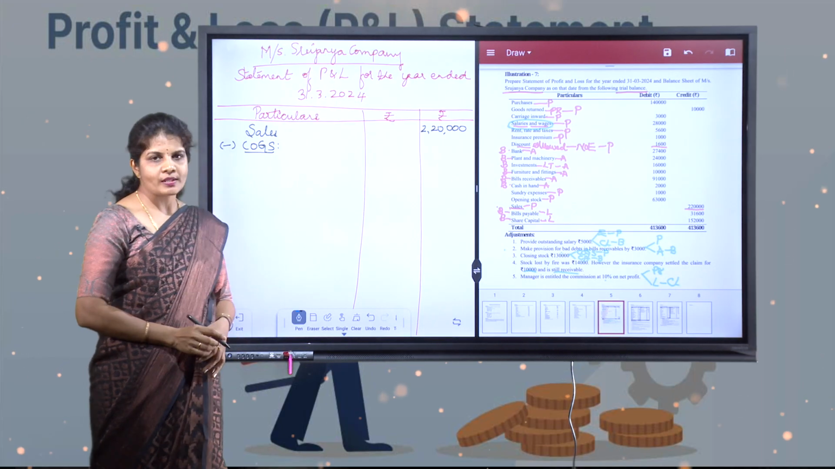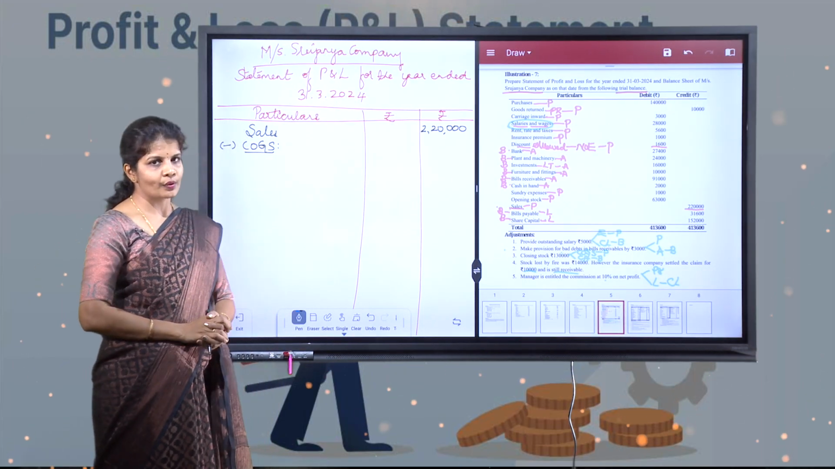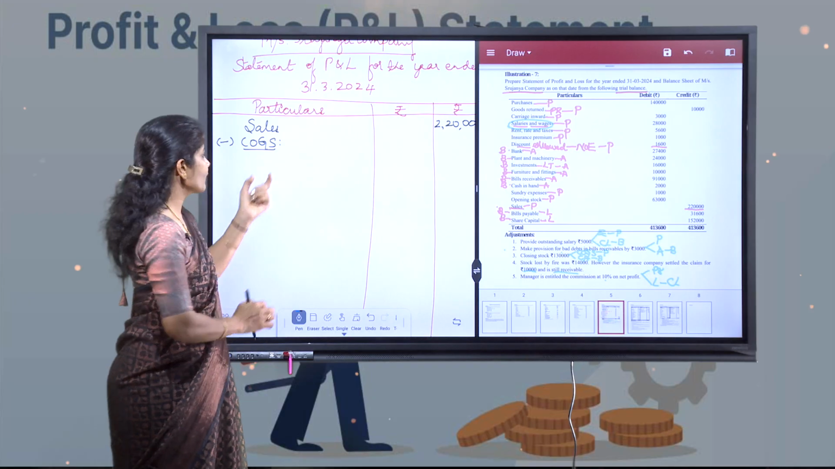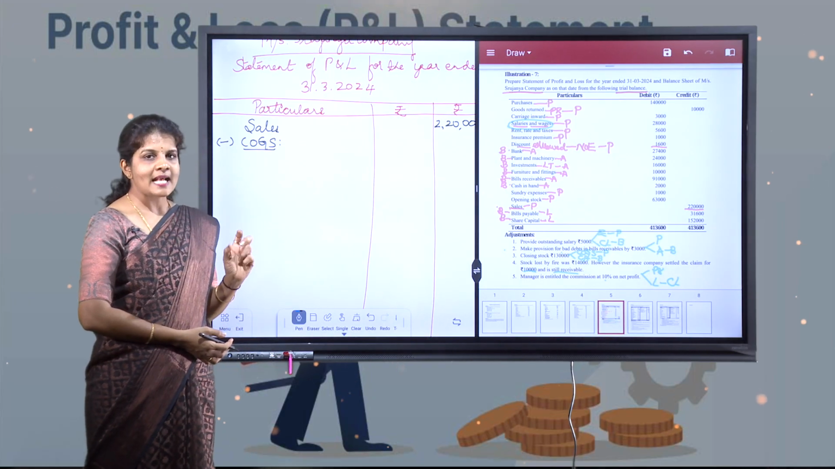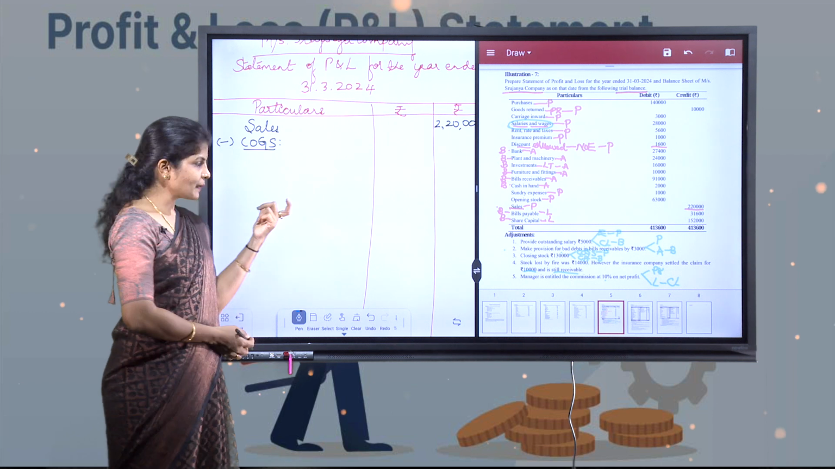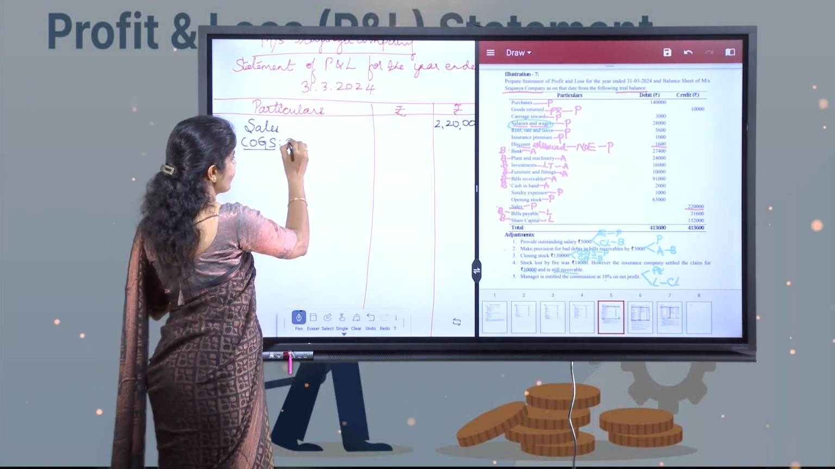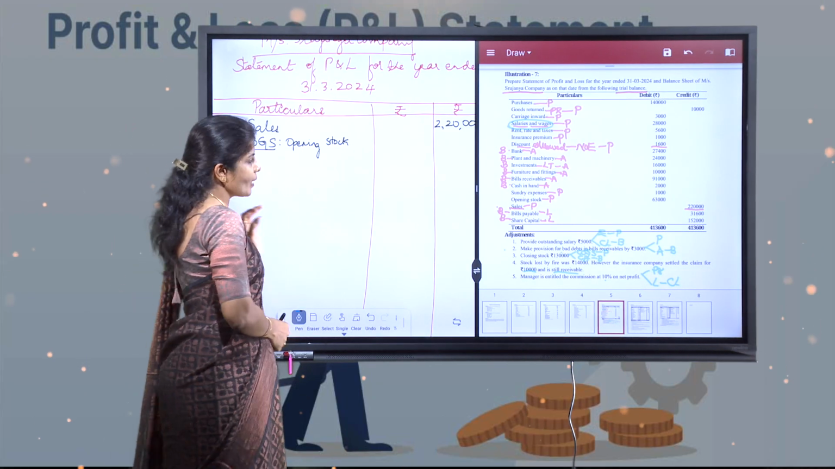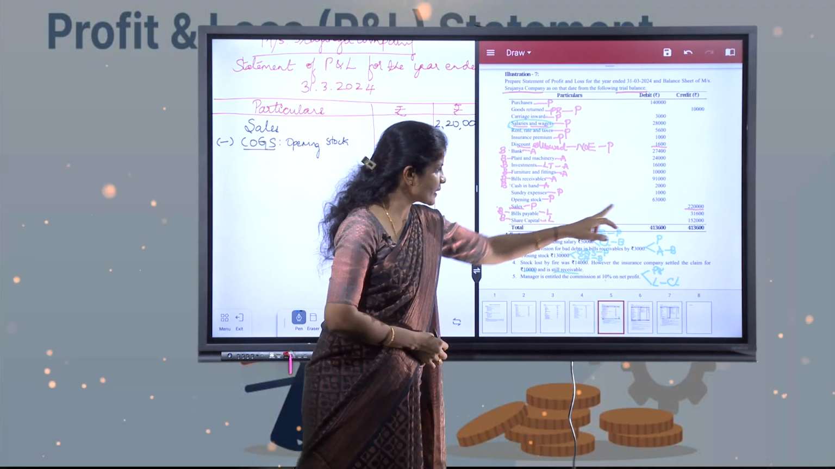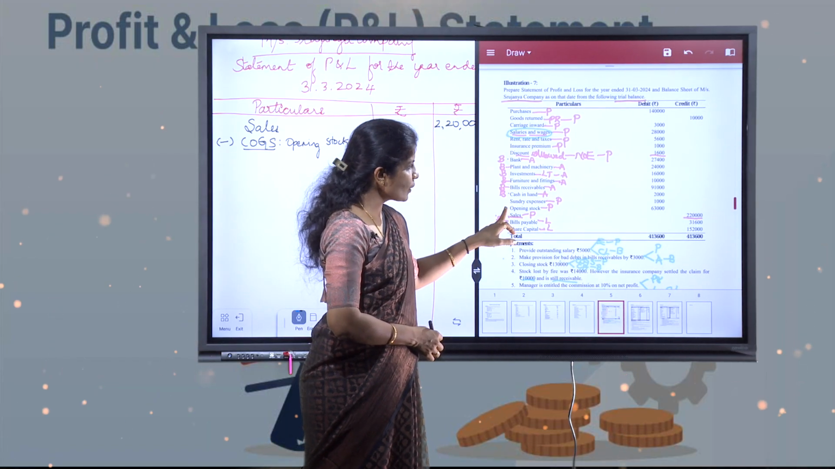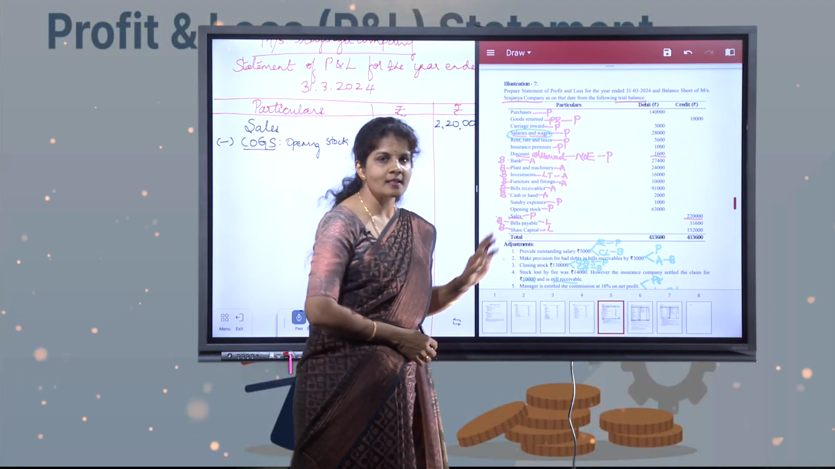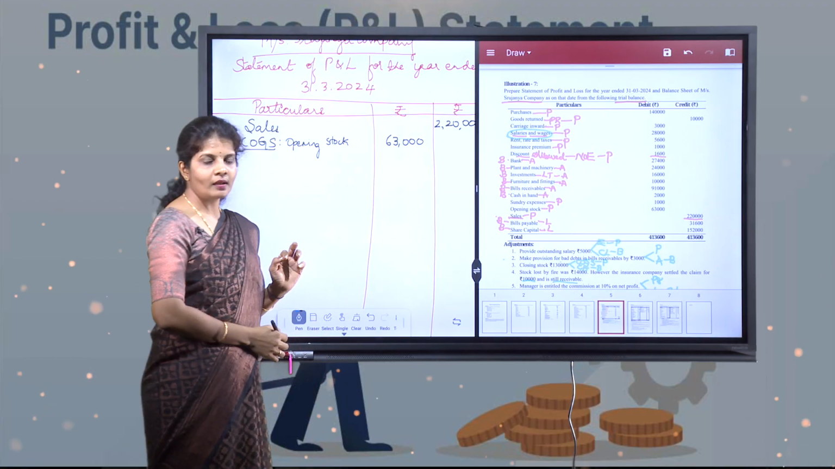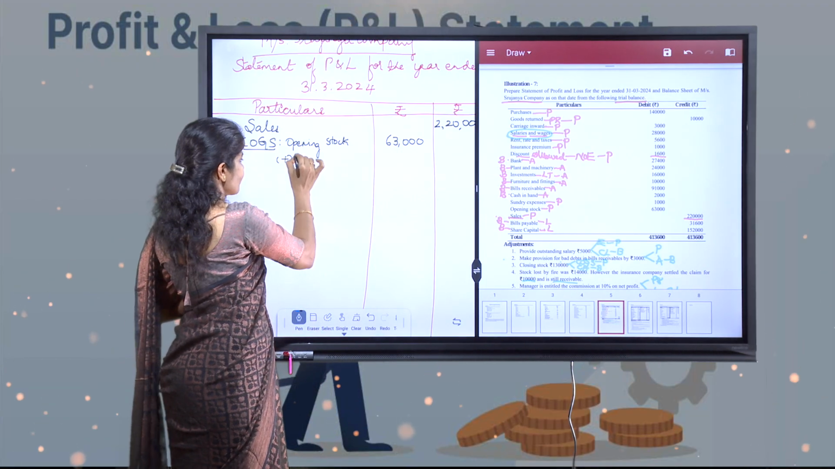So we have to calculate cost of goods sold. How to calculate cost of goods sold? You know it, correct? Either we can calculate here only, or you can write this as a working note and calculate it separately. Let me calculate here only. First one is opening stock. What is the amount of opening stock? Opening stock is 63,000. So let us take this 63,000 of opening stock.